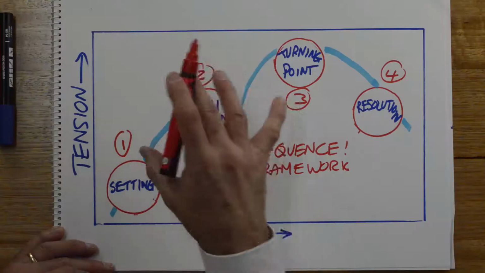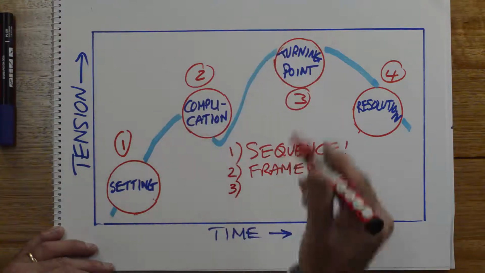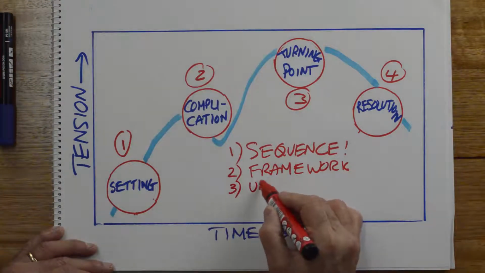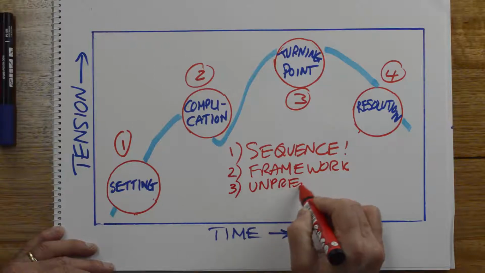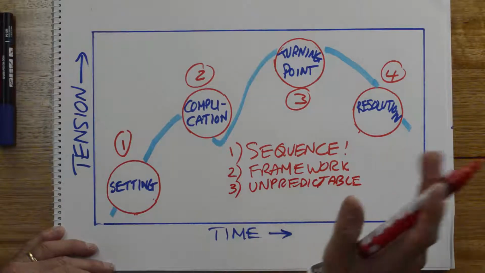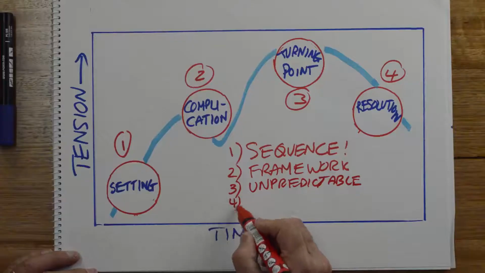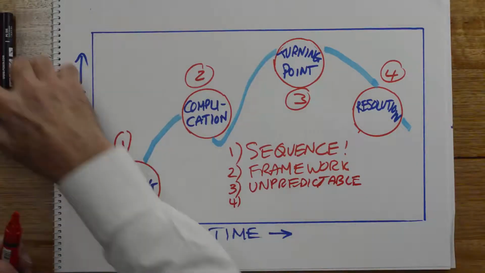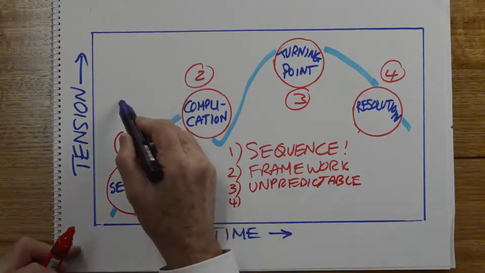The third thing is, we must have something surprising happening. There has to be a surprising, unpredictable part to our story, or it's not going to be very interesting, nobody's going to listen. So this complication through to the turning point, this is what's interesting and surprising. It must be unpredictable.